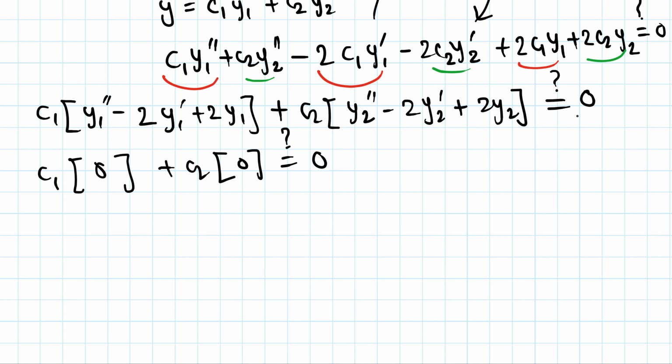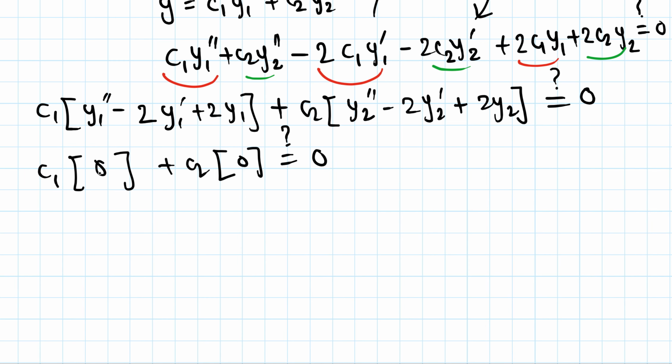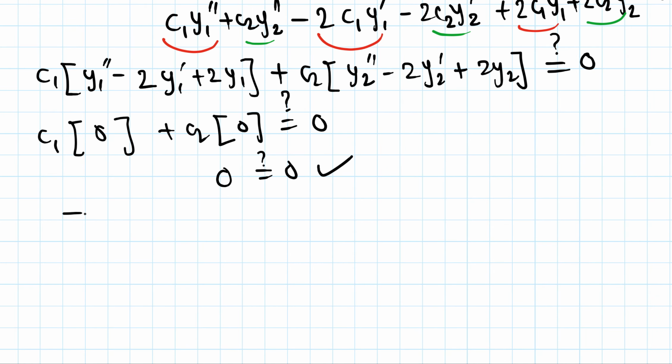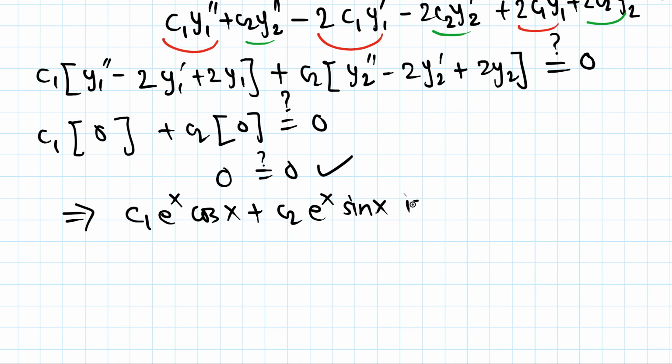Now we are asking if this is 0. Yes, C1 times 0 is 0 plus C2 times 0 is 0, so yes, this is 0. So what does that mean? That means C1 y1, which is e to the x cosine x, plus C2 y2, which is e to the x sine x. This one is also a solution of the ODE.